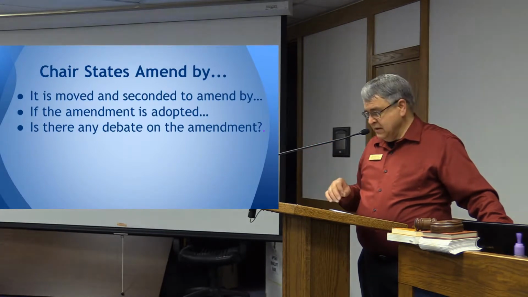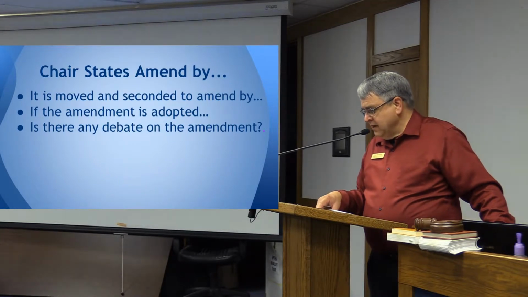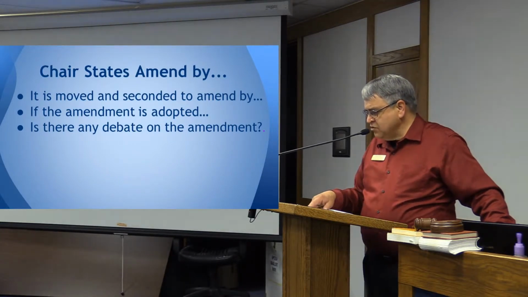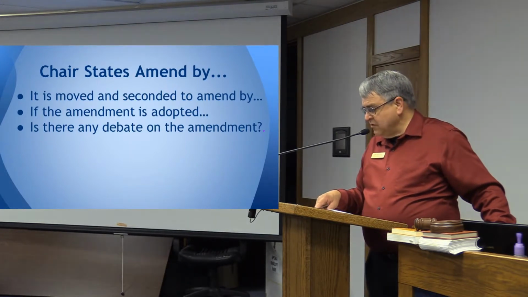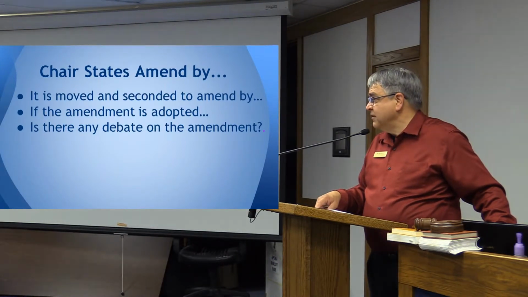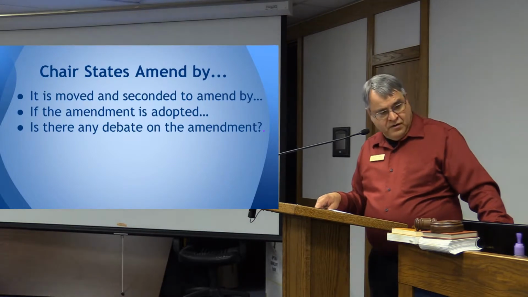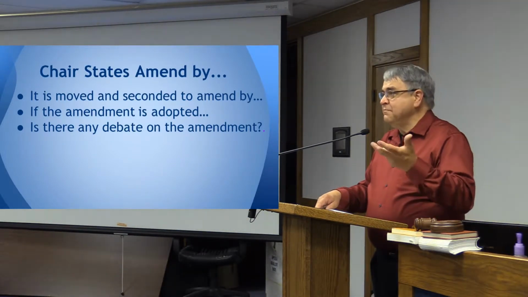if the amendment, and you can see this illustrated on lines 58 through 62. It is moved and seconded to amend the motion by striking out George Washington and inserting Benjamin Franklin. And that second bullet, if the amendment is adopted, the motion would be that we endorse Benjamin Franklin for state senate. People see the effect of the amendment. And the third part, shown on the screen as well, is there any debate on the amendment?